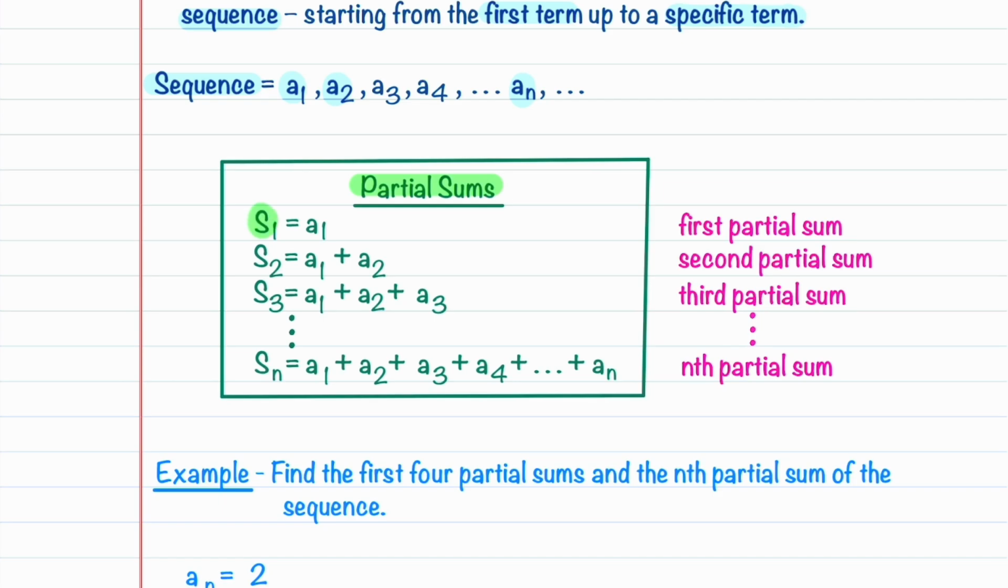S sub 1 is our first partial sum, and it's just A1. S sub 2 is our second partial sum, and it's A1 plus A2. And then S sub 3 is our third partial sum, and it's just A1, A2, A3. And then you can see the pattern here. S sub n is called our nth partial sum, and it just adds all the terms starting with A1 going up to A sub n.